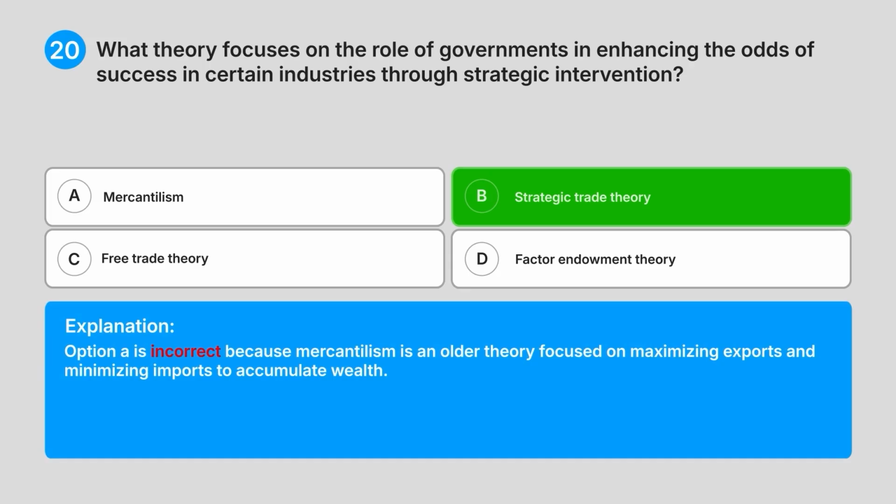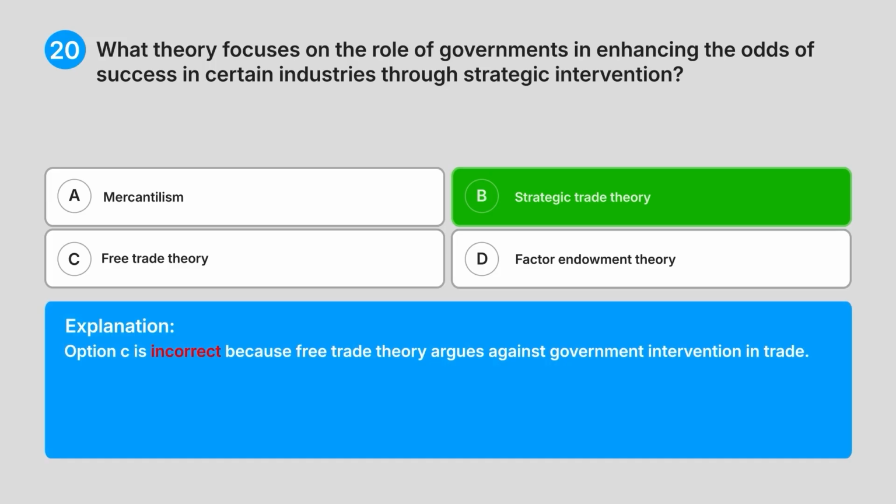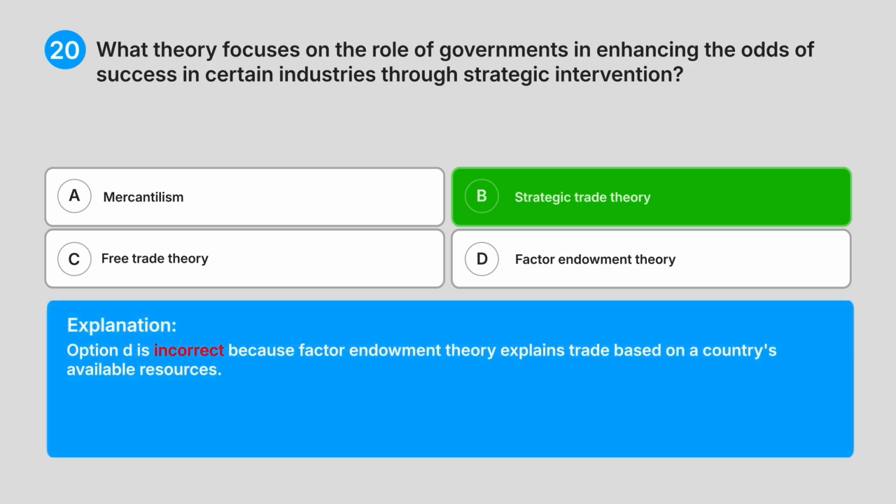Option A is incorrect because mercantilism is an older theory focused on maximizing exports and minimizing imports to accumulate wealth. Option C is incorrect because free trade theory argues against government intervention in trade. Option D is incorrect because factor endowment theory explains trade based on a country's available resources.